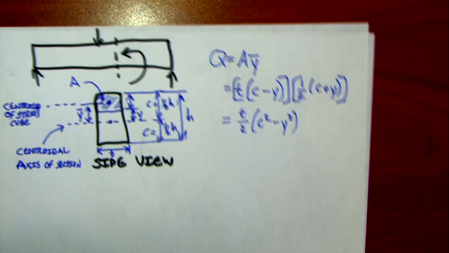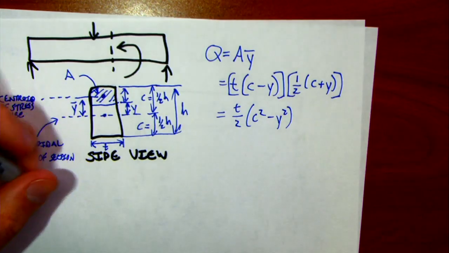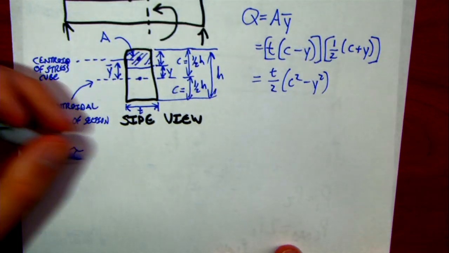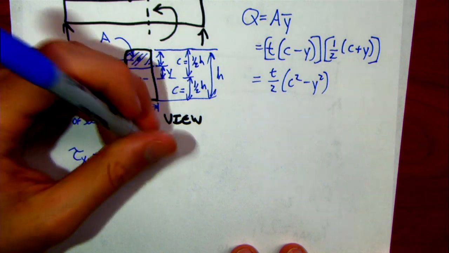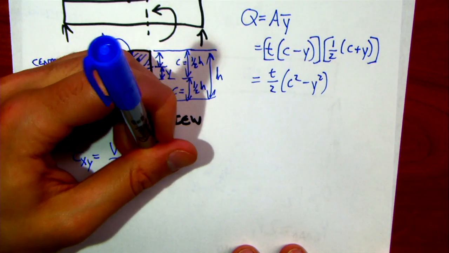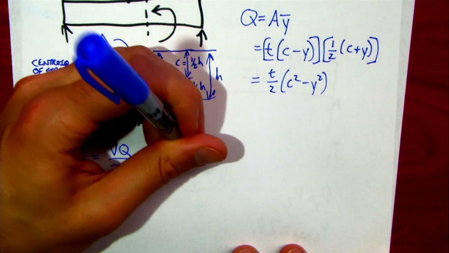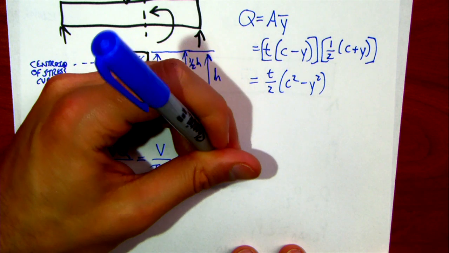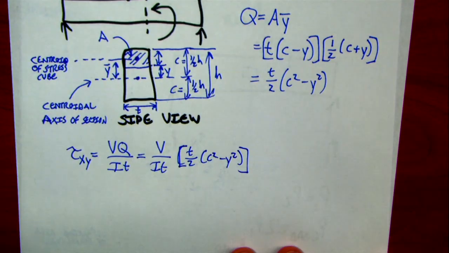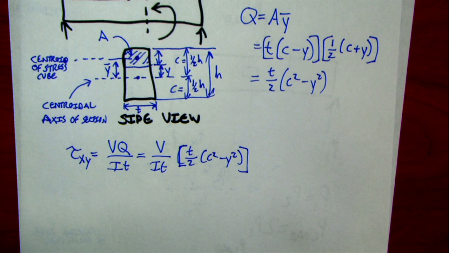We substitute this back into our original equation, which is tau xy equals VQ over It, so V over It times t over 2 times c squared minus y squared. As a result, what form does the shear stress distribution have? Is it linear, uniform, what?